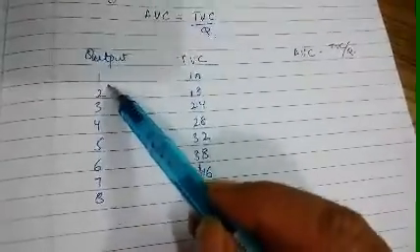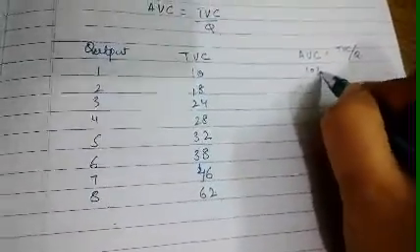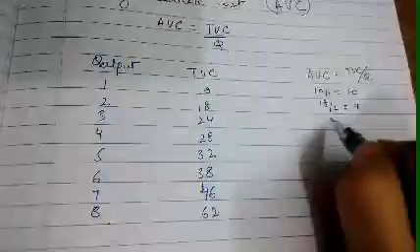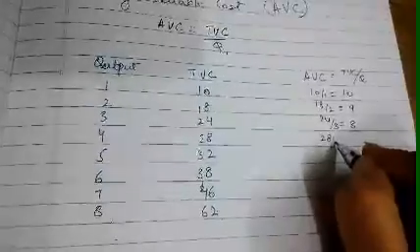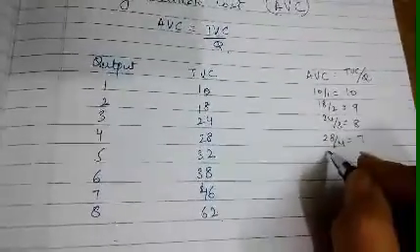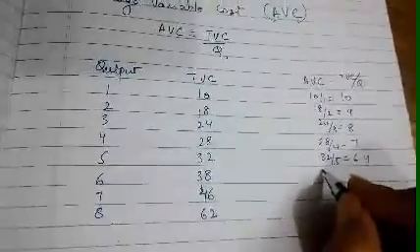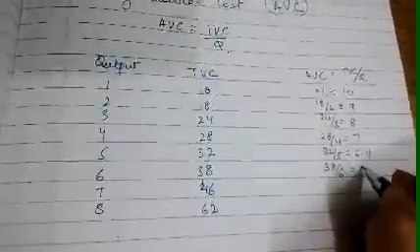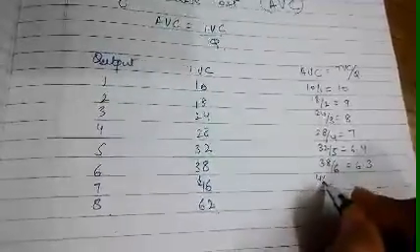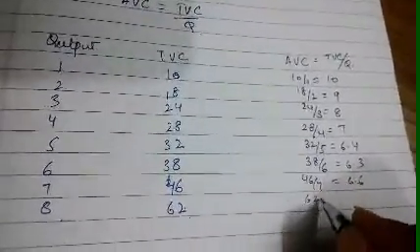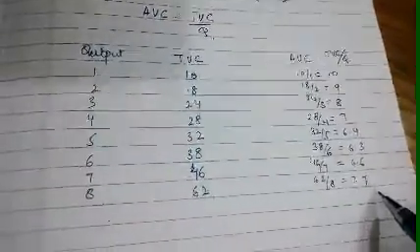That means 10 divided by 1, we get 10. 18 divided by 2, we get 9. Then 24 divided by 3, 8. 28 divided by 4, we get 7. 32 divided by 5, we get 6.4. Then 38 divided by 6, we get 6.3. 46 divided by 7, we get 6.6, and 62 divided by 8, we get 7.7. So this we have calculated the average variable cost.